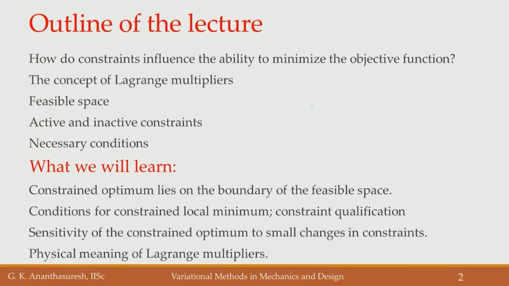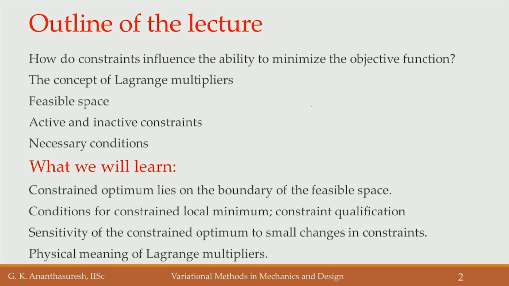This is the outline of the lecture. First we will discuss how constraints influence our objective function in terms of minimizing it, and then the concept of Lagrange multipliers, which is a very important aspect of constraint minimization. Then we will learn what the feasible space is when there are constraints, and constraints can be equalities or inequalities. Then this question of whether an inequality is active or inactive also needs to be dealt with. Finally, we will establish the necessary conditions for a constraint minimization problem.